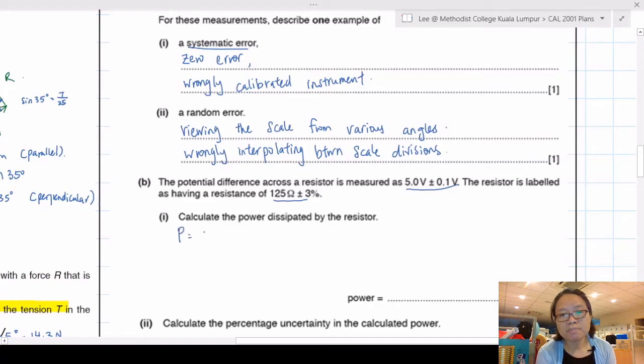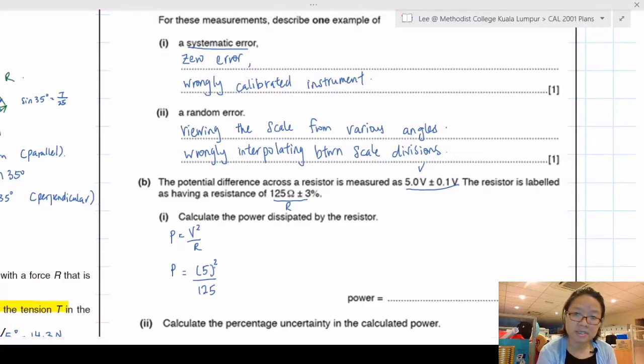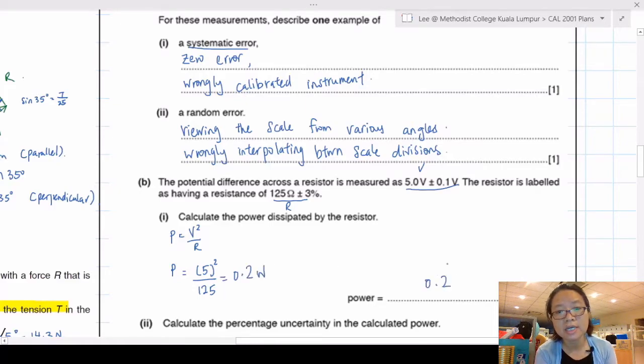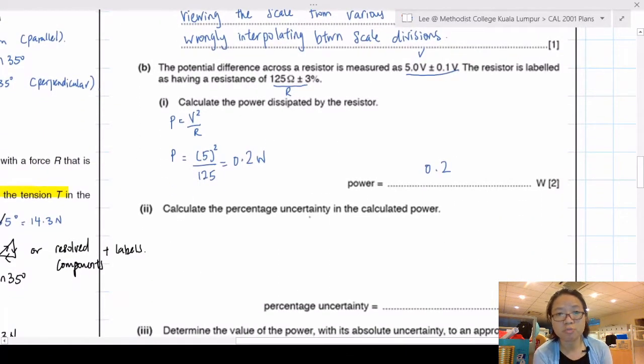So part B, potential difference across the resistor is measured, and you have a resistor with the label of 125 plus minus 3%. 3% is the absolute uncertainty. So to find power dissipated in a resistor, we're going to use the equation V squared over R, because these two values are given. And V here is 5 squared, R here is 125. Okay. So once again, the plus minus, normally we write absolute uncertainty. Sometimes we can write percentage uncertainty. So anyway, the power dissipated here is 0.2.